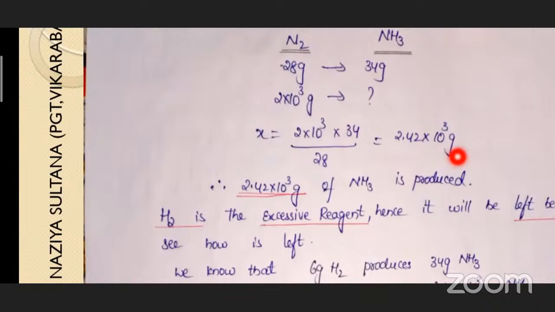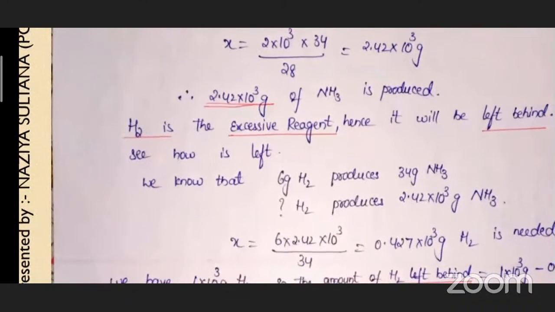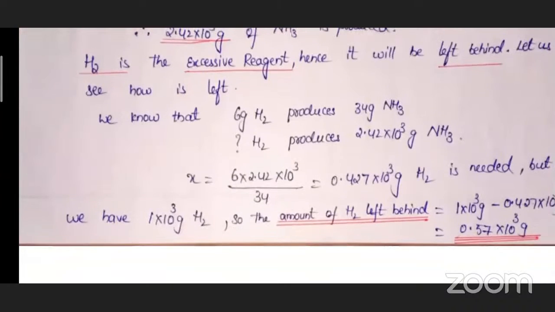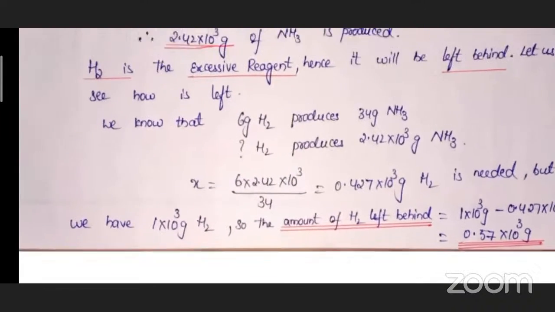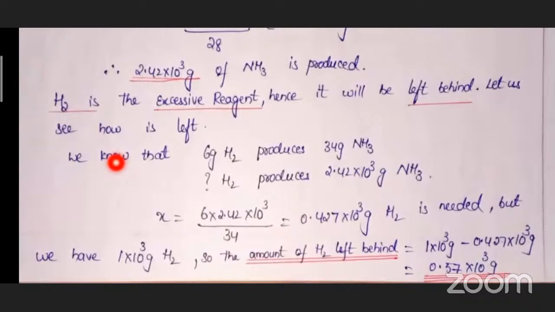In the second part, the question was asked, will any of the reactant remain? Yes, hydrogen remains. So how much hydrogen remains, we have to see. Just now we have calculated how much hydrogen was needed: 0.42 into 10 to the power of 3. But we are provided with 1 into 10 to the power of 3 grams. So if you subtract, hydrogen is the excessive reagent, hence it will be left behind. Let us see how much is left.